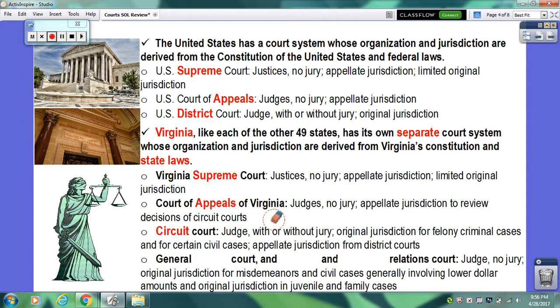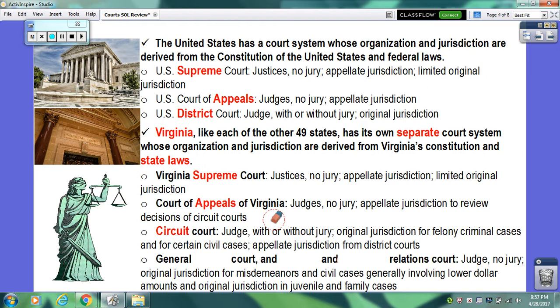This would have original jurisdiction for felony cases and for certain civil cases. Also appellate jurisdiction from district courts. So if you committed a felony in the state of Virginia, you would start straight away in circuit court. You would not start in another court.